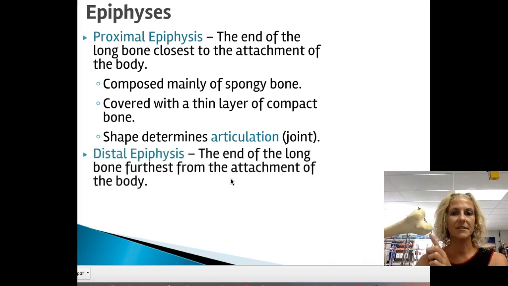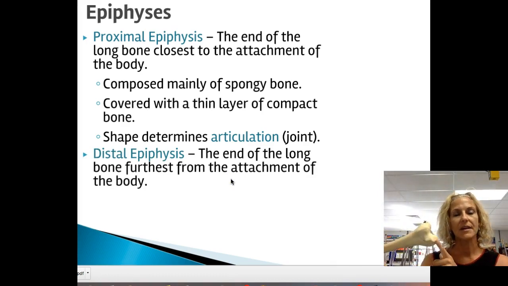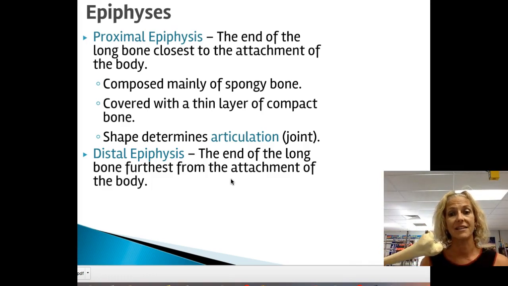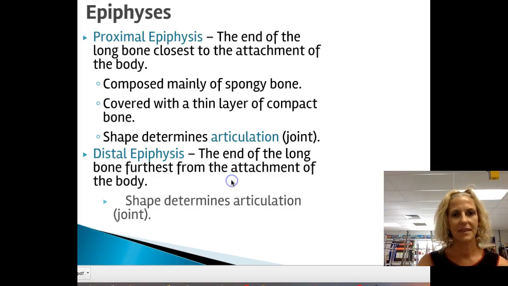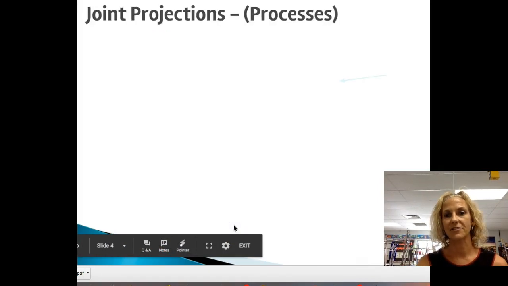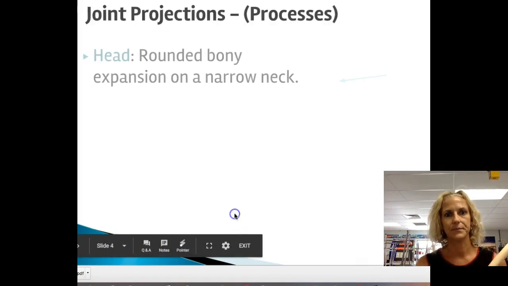The distal epiphysis is the one furthest the attachment. Again, you'll notice it has a different shape, so it can participate in a different joint, and that would provide a different function, a different movement. So no matter what, if it's distal or proximal, its shape determines its articulation, its joint.